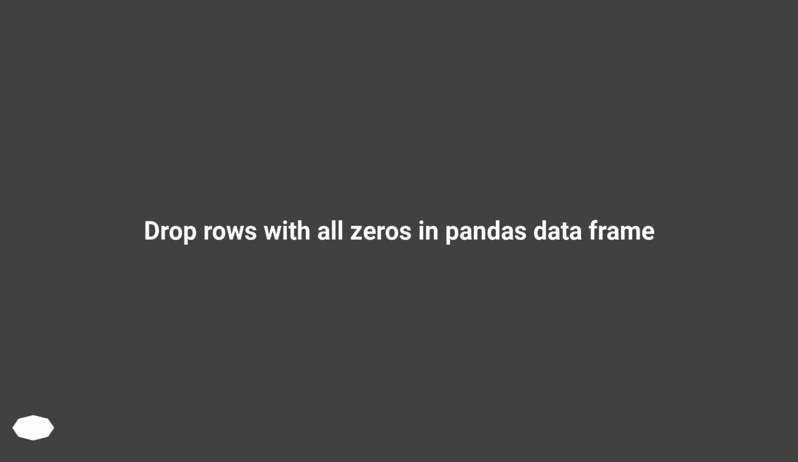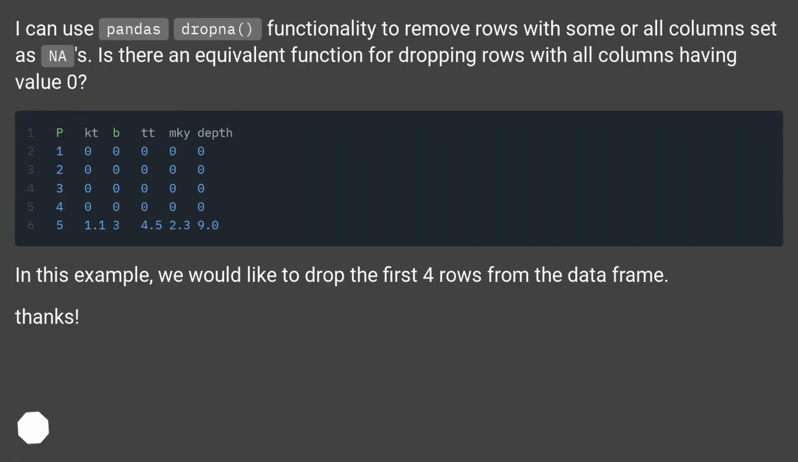Drop rows with all zeros in pandas data frame. I can use pandas dropna functionality to remove rows with some or all columns set as NAs. Is there an equivalent function for dropping rows with all columns having value 0?